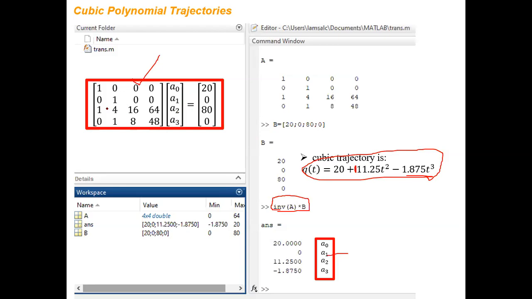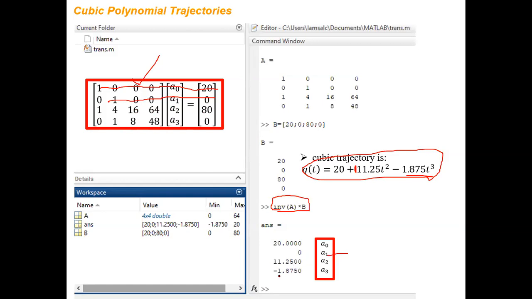So you have 2 equations here. If you solve this one, you get your A0 equals 20. This is very straightforward, right? From here, you get A1 equals 0. Then you are left with these 2 equations: A0, 4A1, 16A2, 64A3, and 80. So if you solve these 2 equations, then you happen to get the values.